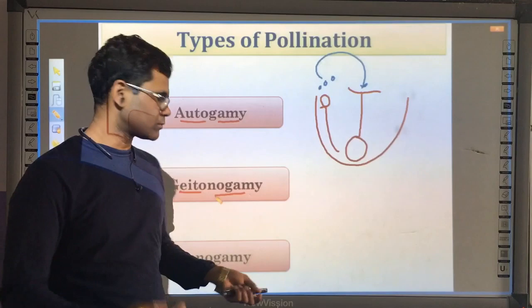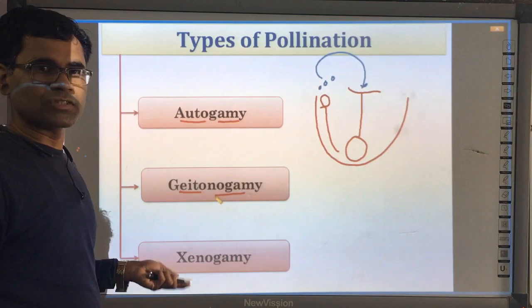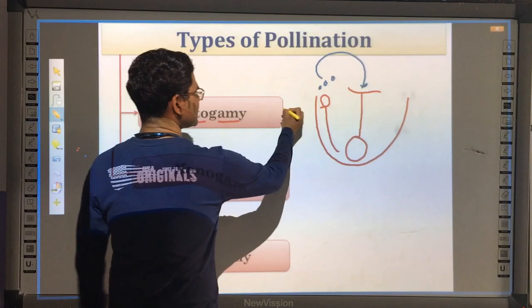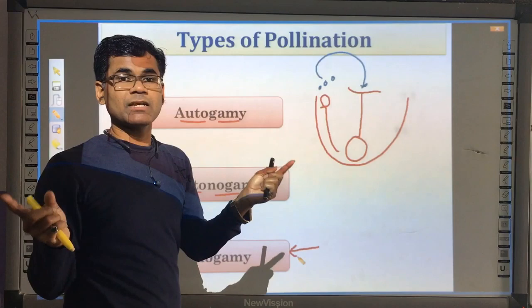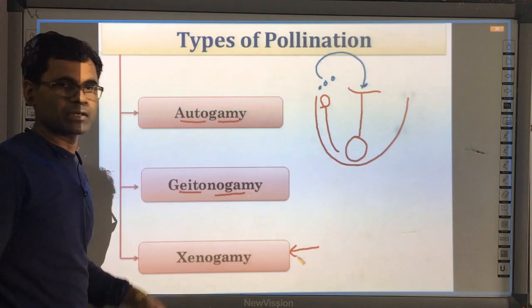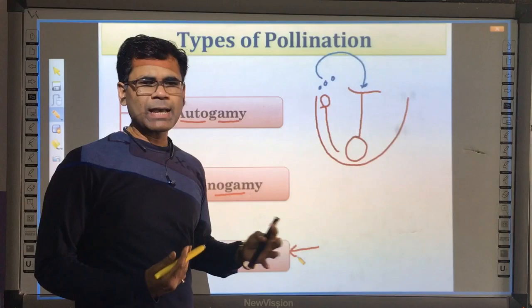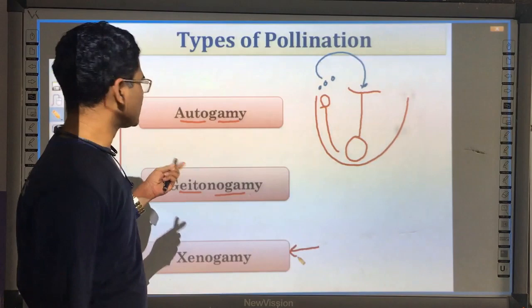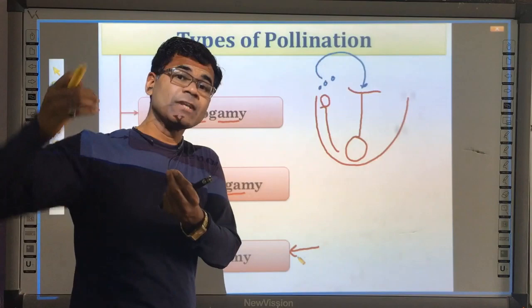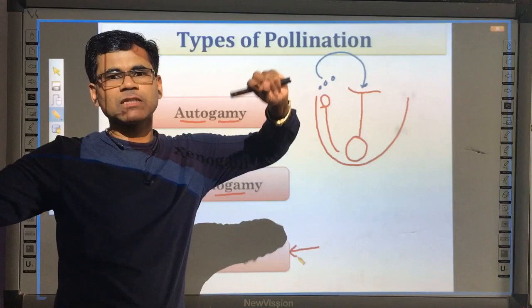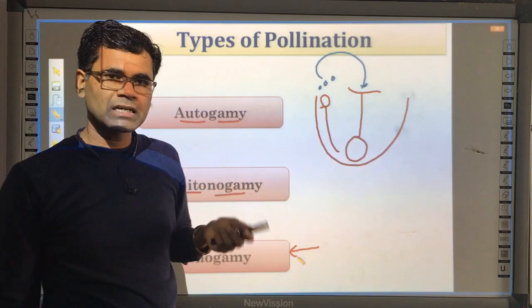And the last one is called xenogamy. Xeno means different. So here the genetically identical parents are not involved. The two gametes are involved from two different genotypes, and that's why it is called xenogamy. Broadly, it is also termed as autogamy or allogamy. When we are talking about allogamy, xenogamy is a pure example of allogamy, because the anther from a genetically different parent fuses with the female gametes of another genetically different parent. So these two cases are a little bit more important to understand.